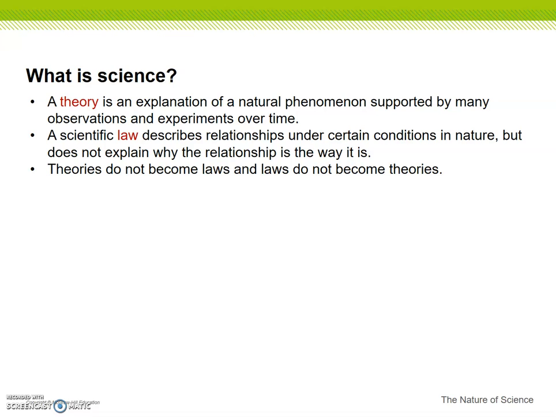When we are trying to think about science we have what's called a theory and what's called a law. Well, a theory is an explanation of a natural phenomenon supported by many observations and experiments over time. So you've seen it happen, you've experimented. Once you have all of this evidence, that's a theory. A scientific law describes relationships under certain conditions in nature, but it does not explain why the relationship is the way it is. Now, theories do not become laws, and laws do not become theories. Those are two completely different things, and make sure you understand the difference.